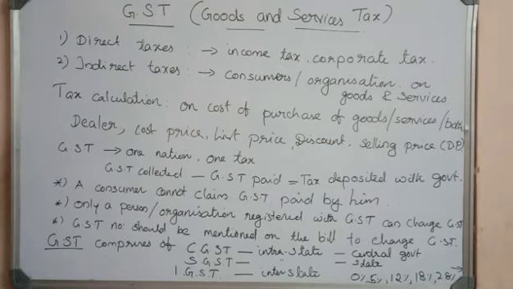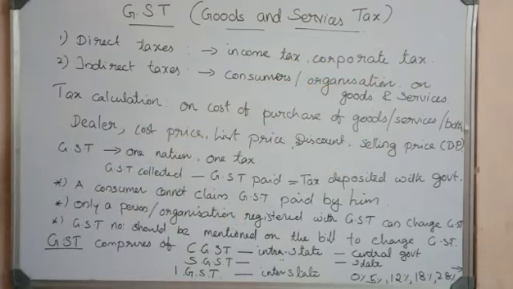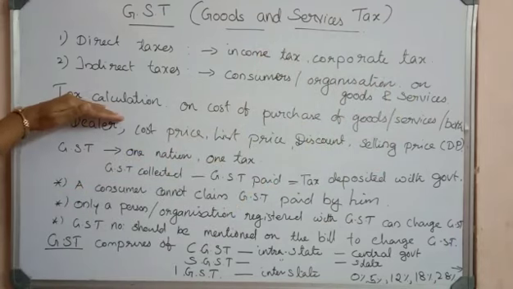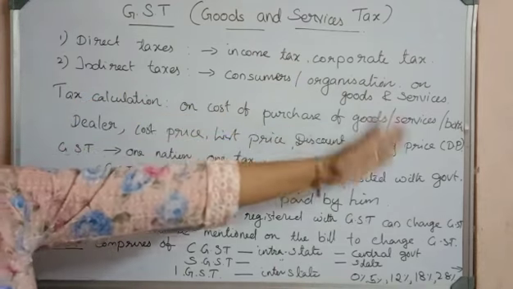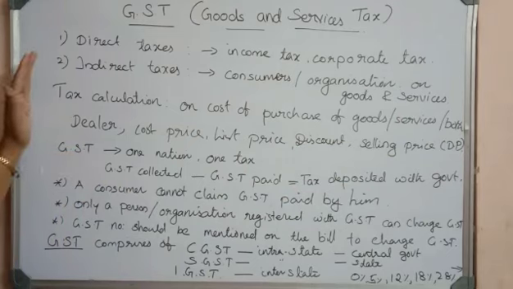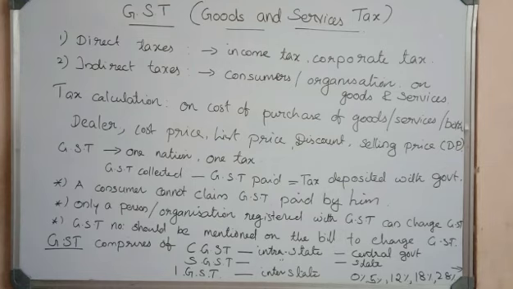Direct taxes are those that are levied on the income of individuals or organizations, and those are collected in the form of income tax or corporate tax, etc. And indirect taxes are those that are paid by consumers or organizations when they buy goods or services or both. Now the tax calculation. This tax calculation is done on the cost of purchase of goods or services or both.